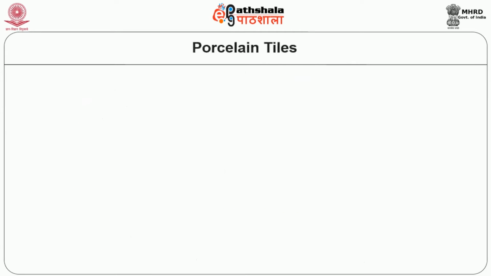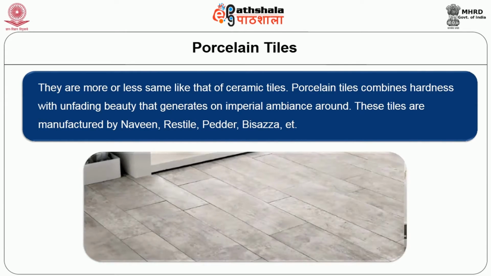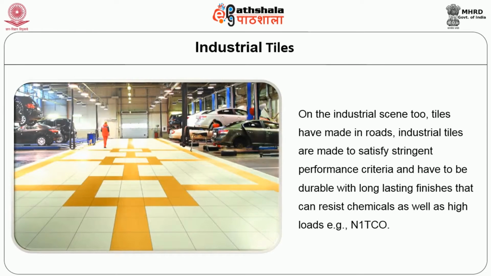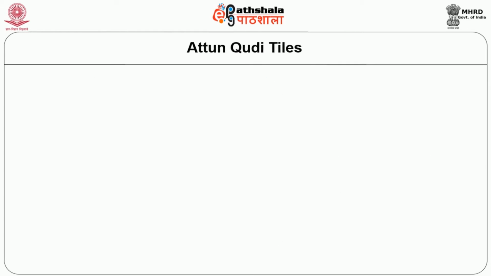The other, porcelain tiles, are actually more or less the same as the ceramic tile, and porcelain tiles combine hardness with unfading beauty that generates an imperial ambience around. So these tiles are manufactured by Rustile, Pedder, etc. The industrial tiles are the ones which are used on the roads, and they are made to satisfy stringent performance criteria and have to be durable with a long lasting finish that can resist chemicals as well as high load capacities.